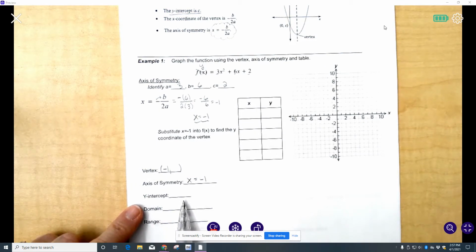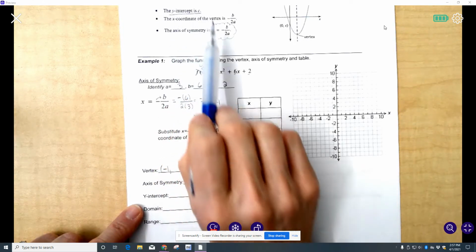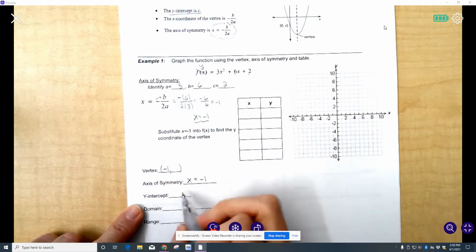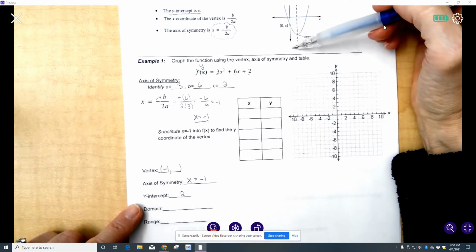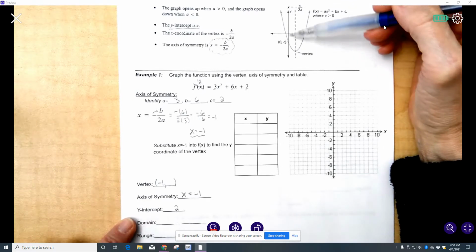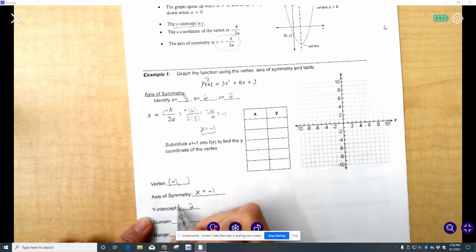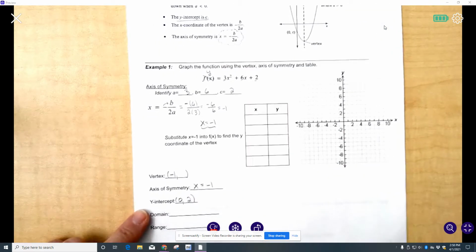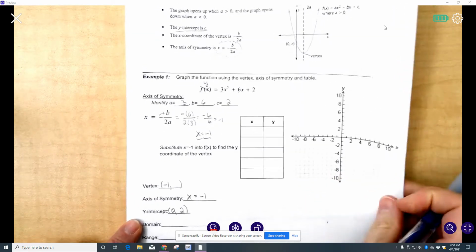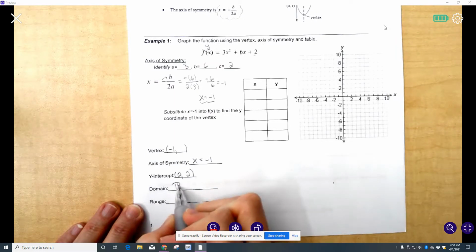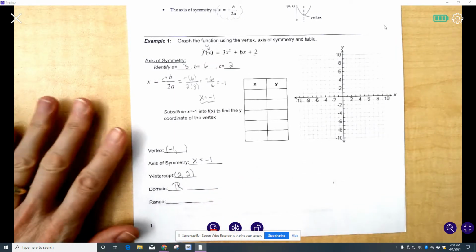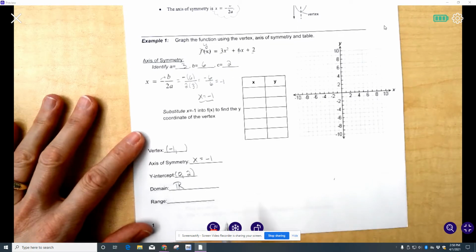Y-intercept I also know, because up here in our notes it said y-intercept is c. C is 2, so my y-intercept is 2. Remember, y-intercept is on the y-axis, so the y is 2, the x is always going to be 0 for the y-intercept, sorry. We can do domain and range right now also, because domain is always all real numbers for quadratic functions. And range, we know range is our y values.